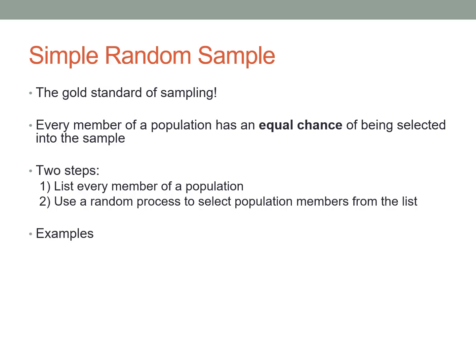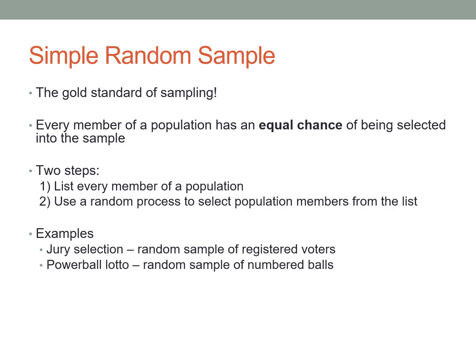And so we have examples of simple random samples like the following. Jury selection is typically a simple random sample of registered voters. We have a list of every single person who's been registered to vote, and some sort of random number generating process selects members from that list. That gives us a simple random sample of that list of registered voters.